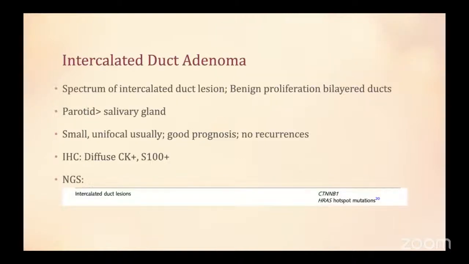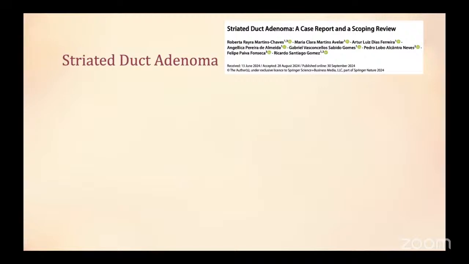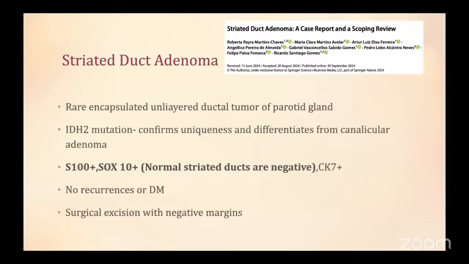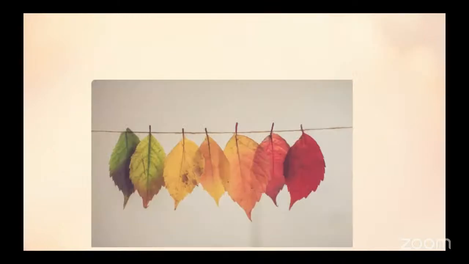Intercalated duct adenoma falls under the spectrum of the intercalated duct lesion, more commonly occurring in the parotid. Small unifocal tumor, good prognosis, no recurrences, and specific mutations. Striated duct adenoma is a rare encapsulated unilayer ductal tumor of the parotid gland with the IDH2 classic mutation, which differentiates it and makes it unique. There are no recurrences or distant metastasis, and surgical excision with negative margins is the mainstay for all these pathologies.